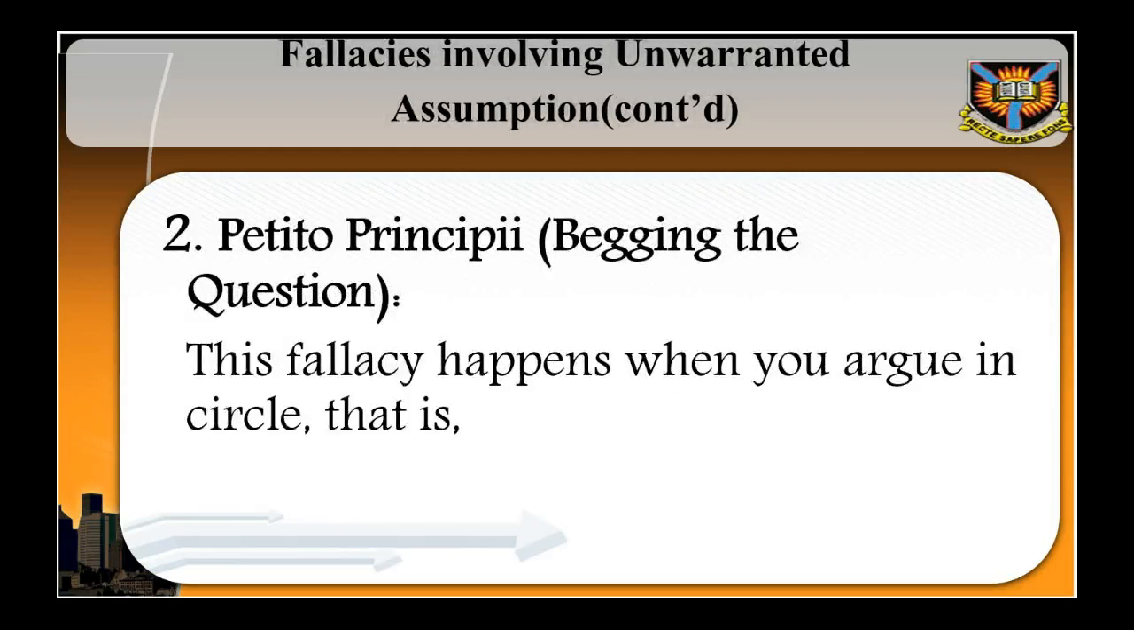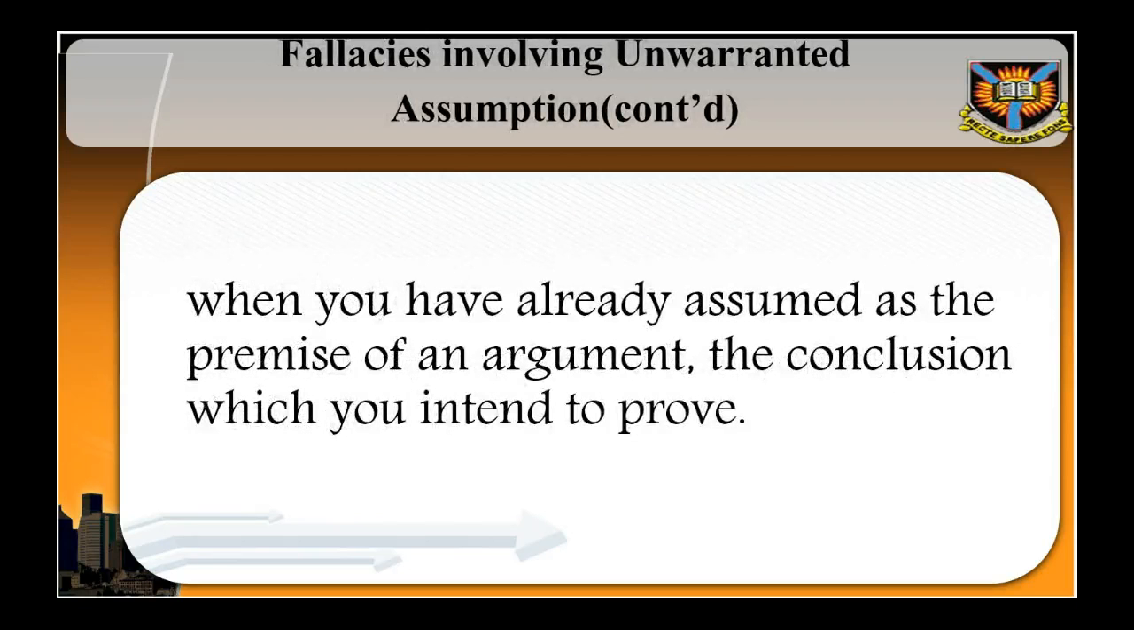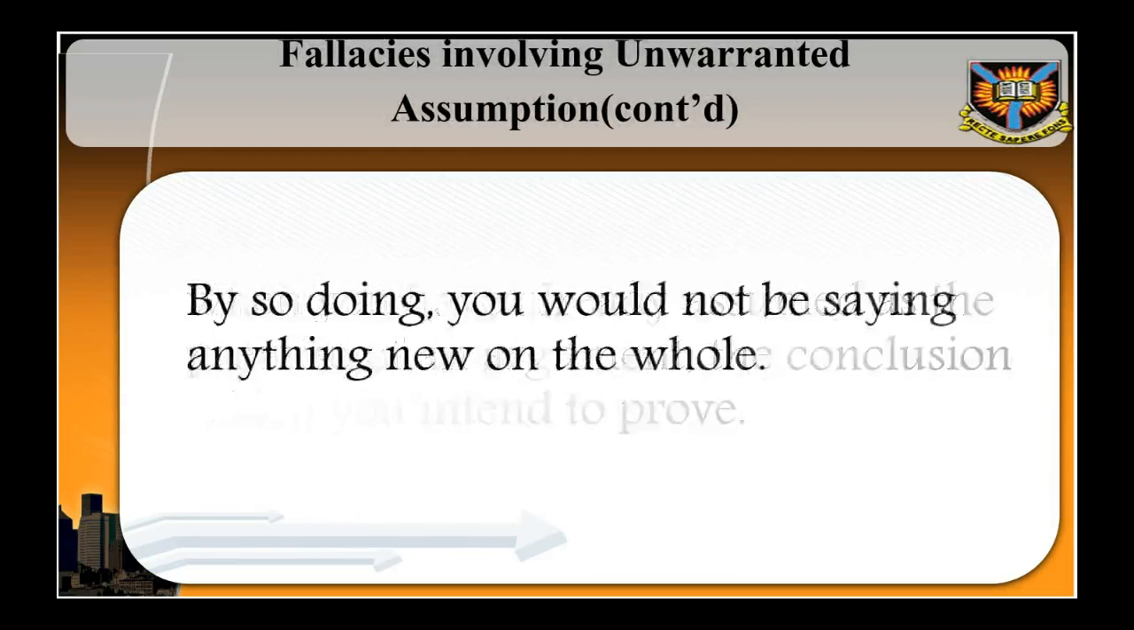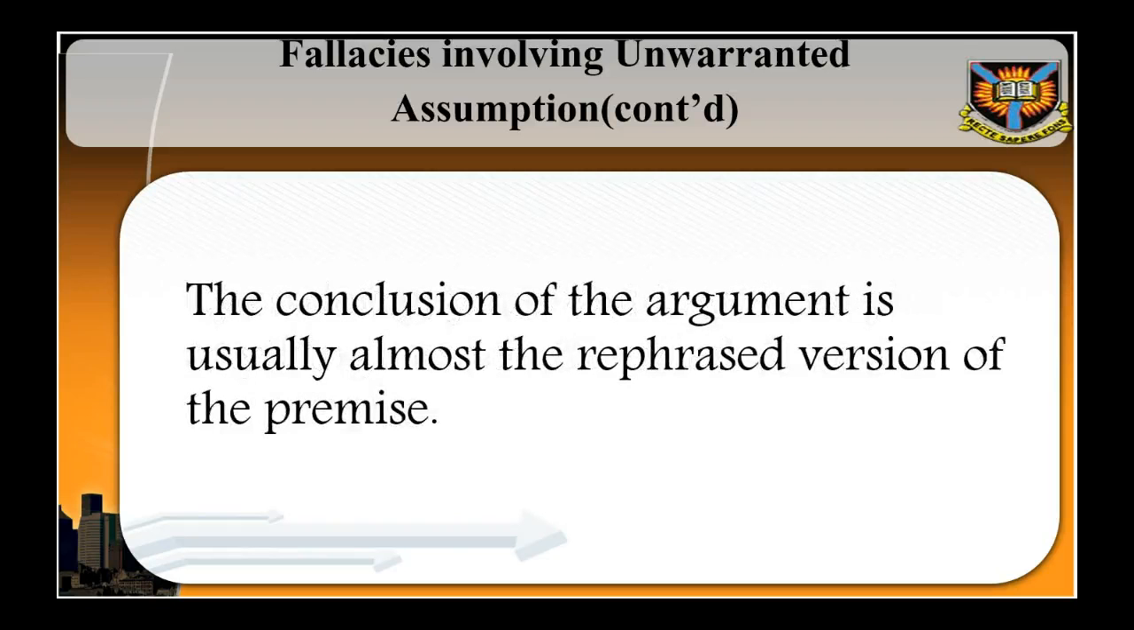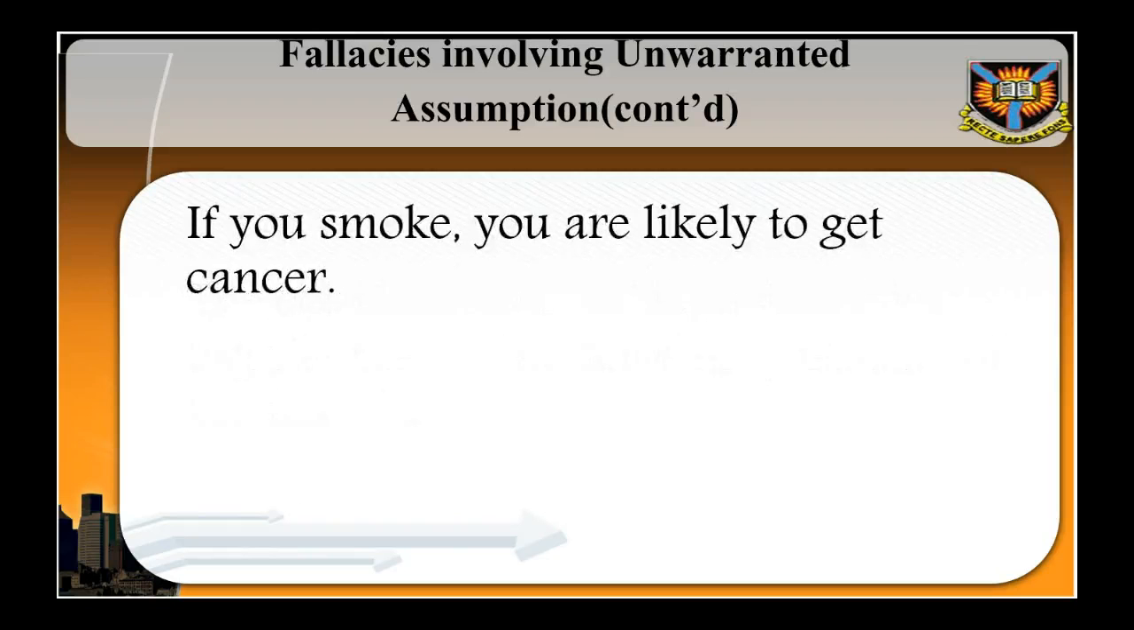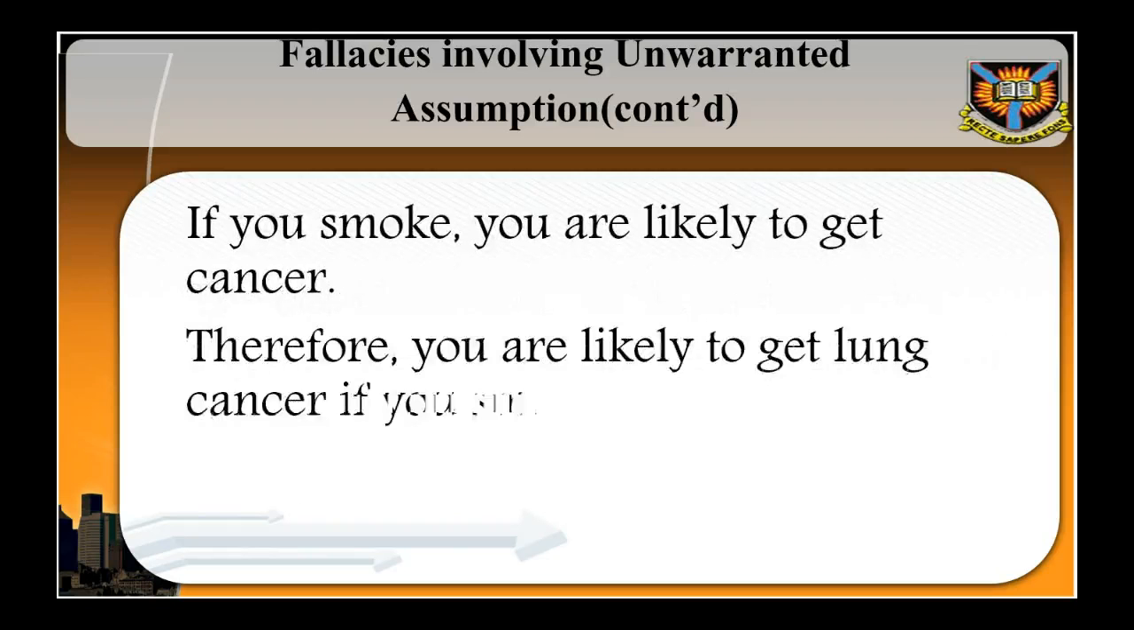Petitio principii, that is, begging the question. This fallacy happens when you argue in a circle, that is, when you have already assumed the premise of an argument, the conclusion which you intend to prove. By so doing, you would not be saying anything new on the whole. The conclusion of the argument is usually almost the rephrased version of the premise. If you smoke, you are likely to get cancer. Therefore, you are likely to get lung cancer if you smoke.